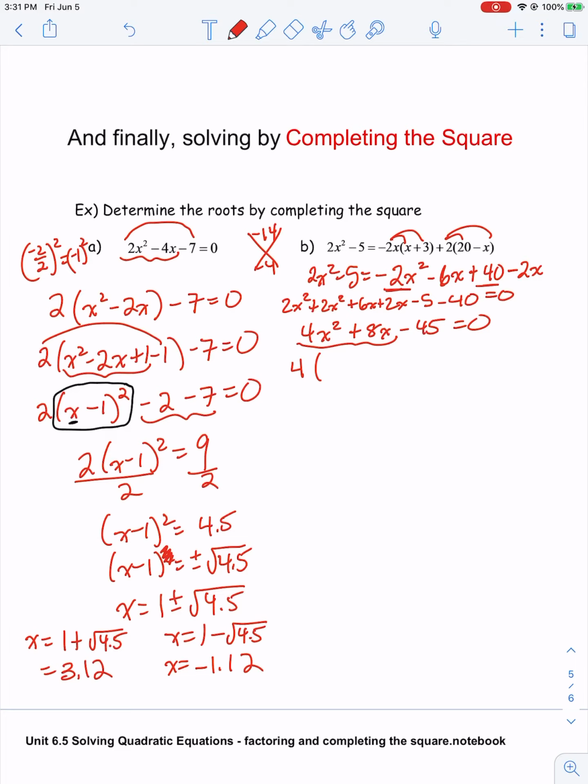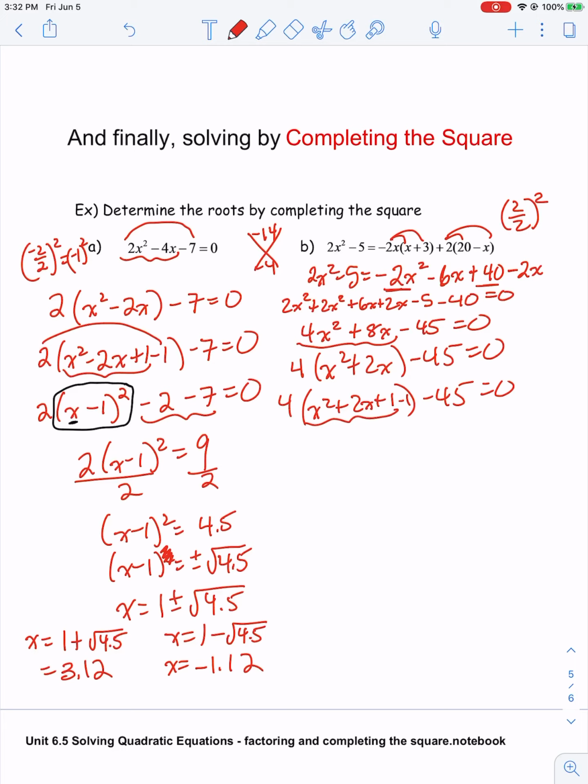So taking the 4 out of these, we've got x squared plus 2x minus 45. You want to do 2 over 2 squared, which is 1 squared. That's x squared plus 2x plus 1 minus 1 minus 45. Remember, whatever you add, you have to also subtract. These 3 here will be x plus 1 squared, and then the 4 also needs to be multiplied by the minus 1, so that's a minus 4 minus 45.